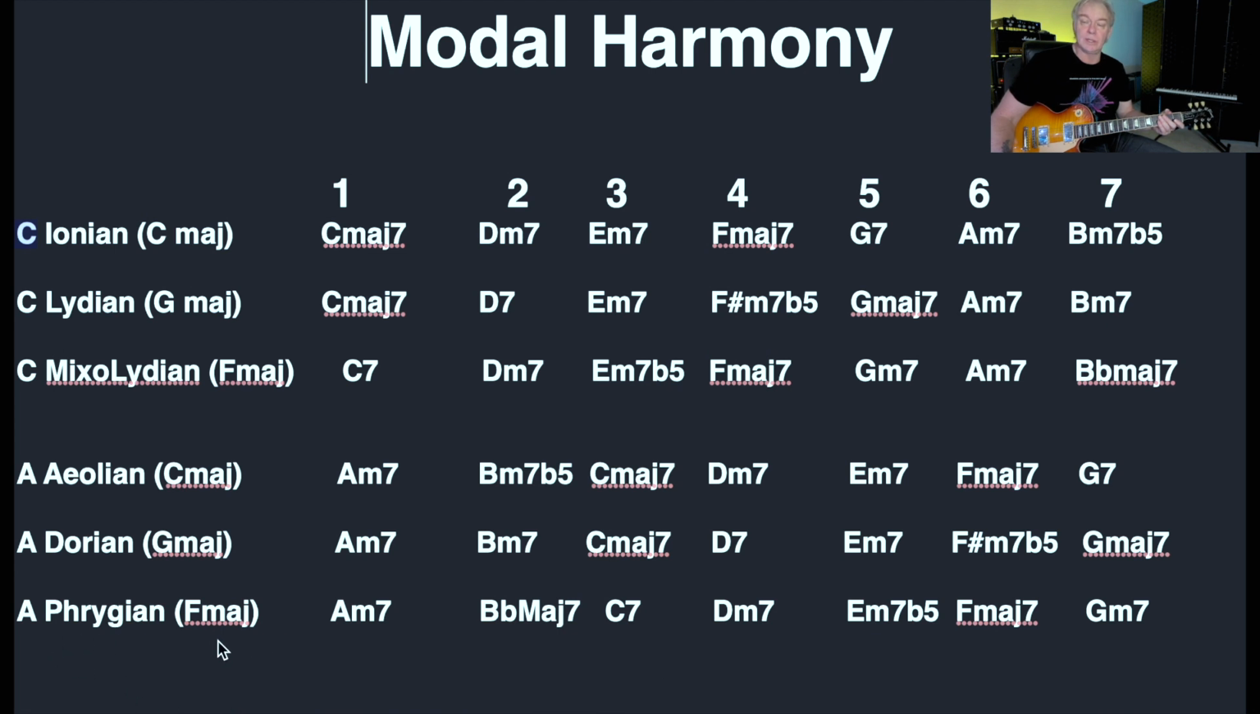So A Phrygian is really the third mode of F major. That means it's going to have all the chords that are in the key of F major, but we're just going to kind of restructure this, okay? We're going to restructure this so that our tonal center is the A minor.